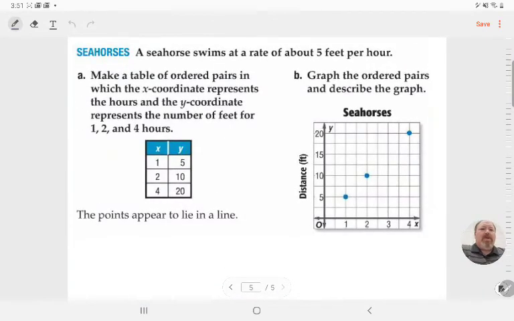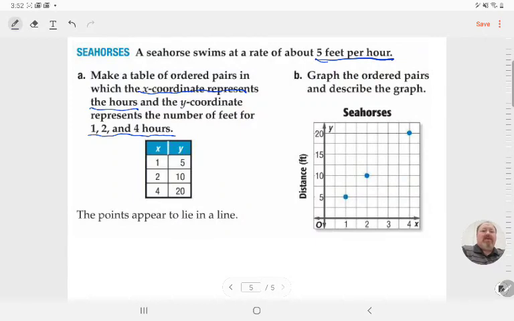One more example. We have a seahorse that swims at a rate of about 5 feet per hour. A says to make a table of ordered pairs in which the x-coordinate represents the hours and the y-coordinate represents the number of feet for 1, 2, and 4 hours. So I make me a table. The x-coordinate represents the hours, and we want 1 hour, 2 hours, and 4 hours. So I label those down on my x's. And then I know that it's 5 feet per hour. So my y's would be 5, 10, and then 20 for 4, because 5 times 4 would be 20.